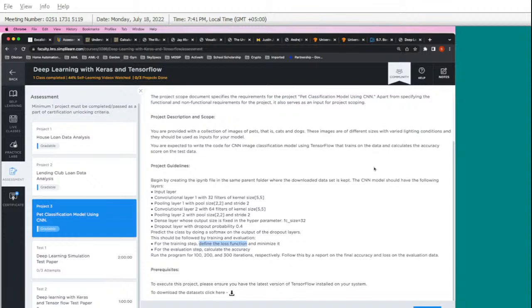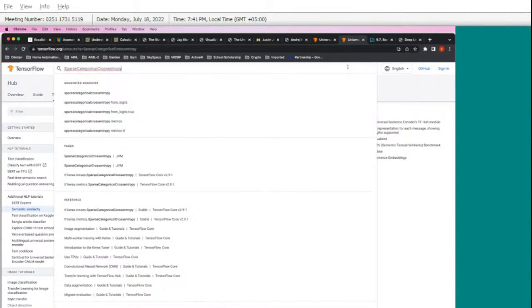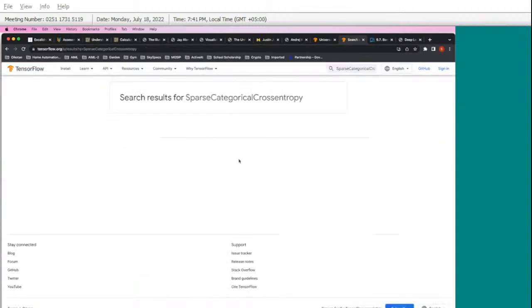Use something like this: loss equals categorical underscore cross entropy. This will use the class called categorical cross entropy, right? That's what it is, if I'm not wrong. If you actually look at the default implementation, let's look at TensorFlow.